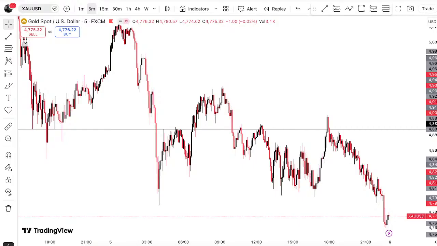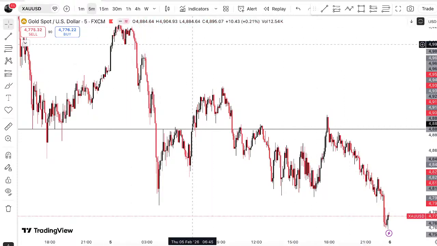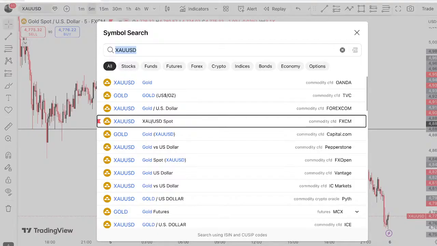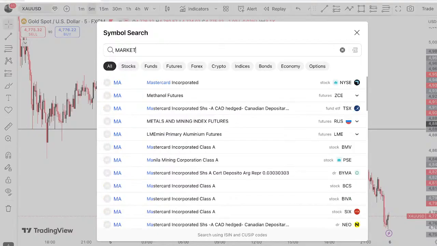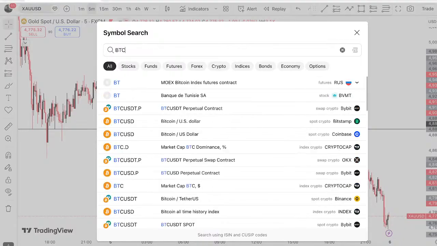Alright everyone, so I'm gonna be giving you guys a full breakdown on the BTCUSD market. Okay, so we're gonna be checking the weekly time frame right now.